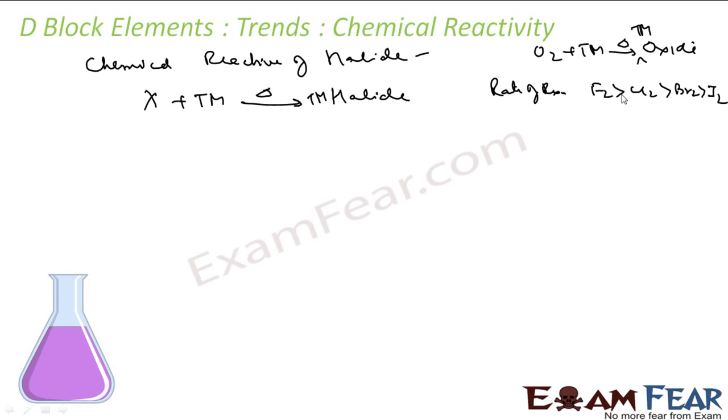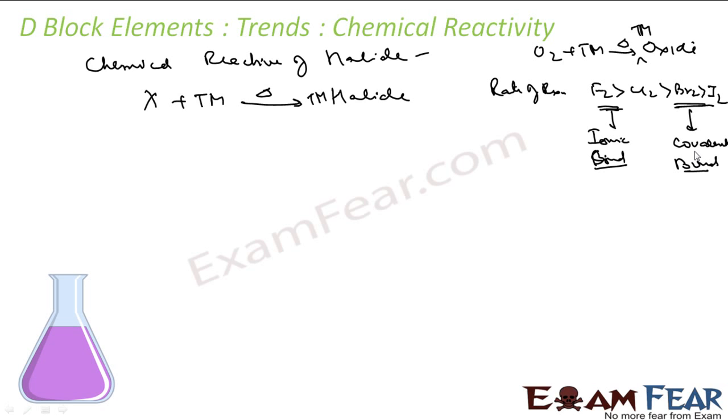Okay, and if you see, fluorine actually forms an ionic bond. Why? Because it is very electronegative. So if the electronegativity difference between two elements is high, you get an ionic bond. But with the others the electronegativity is not that high, so they typically form a covalent bond with the transition metal.